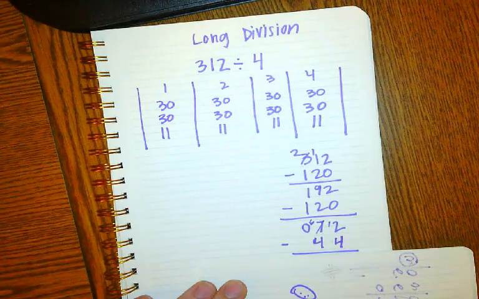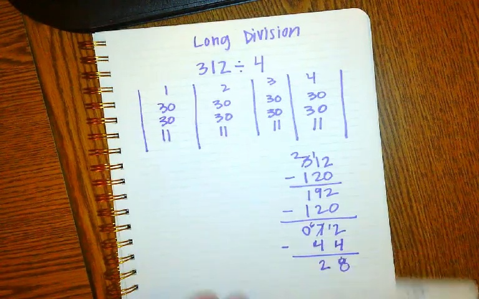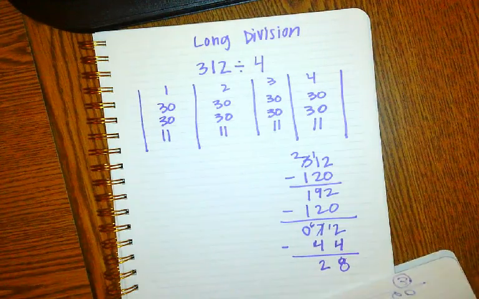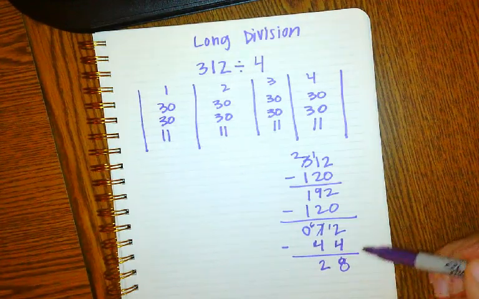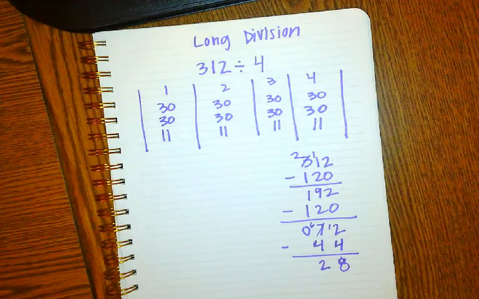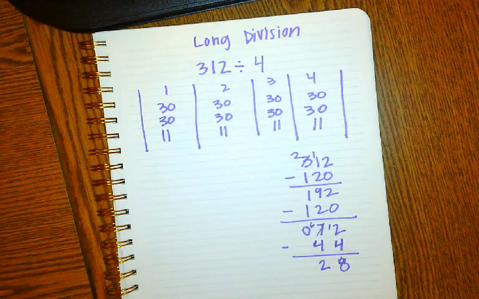Okay, see that most of us have finished that subtraction portion. Ayana, what is 72 minus 44? 28, very good. Okay, now we have 28 left, and we have 4 groups. So what number are we going to take away 4 times from 28?